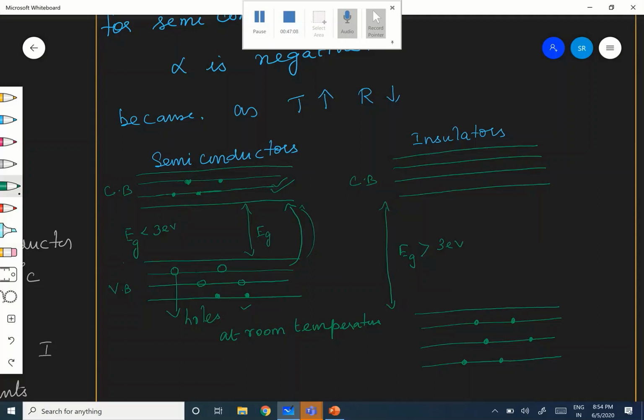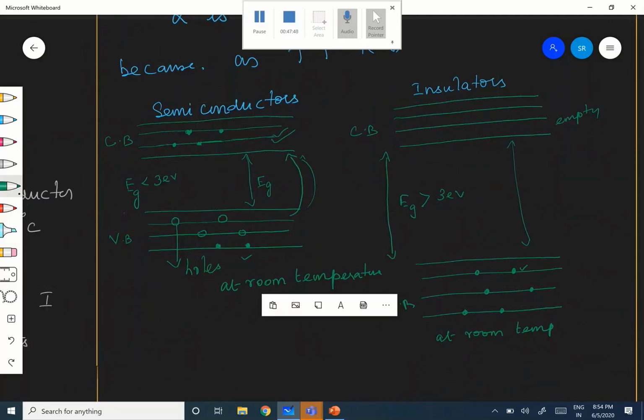So even at room temperature, the electrons in the valence band cannot overcome this gap of 3 electron volt, and they cannot jump to the conduction band. Therefore, at room temperature, the conduction band is empty. There are no electrons at all. Are you following? This is at room temperature. Now, let me go to the next step.